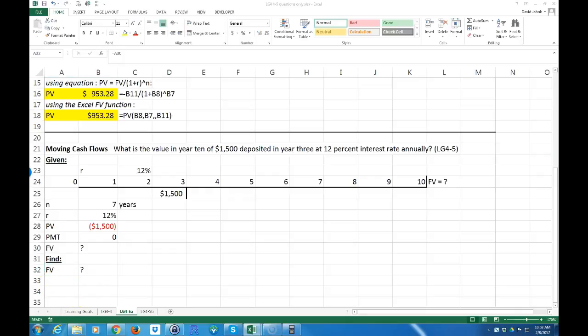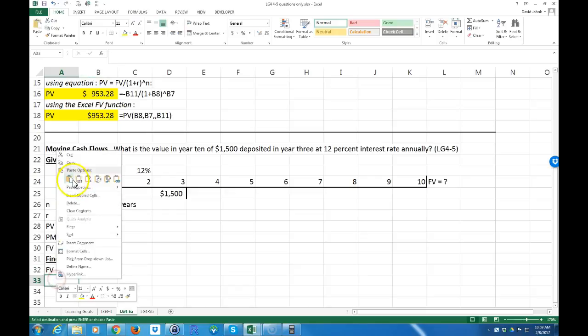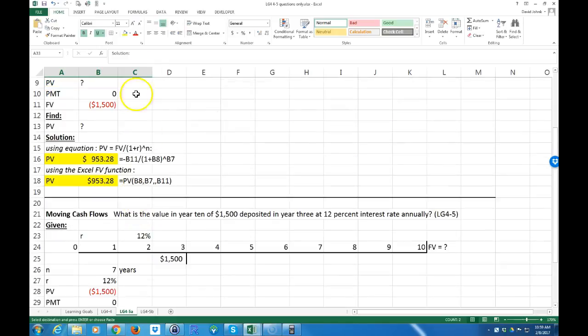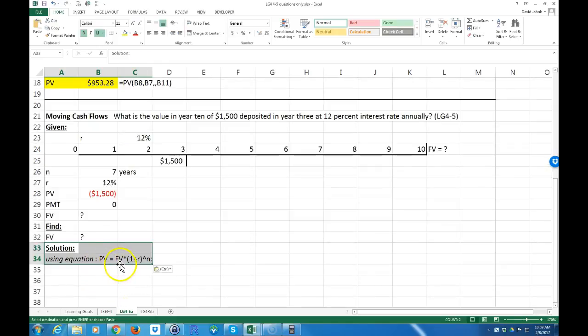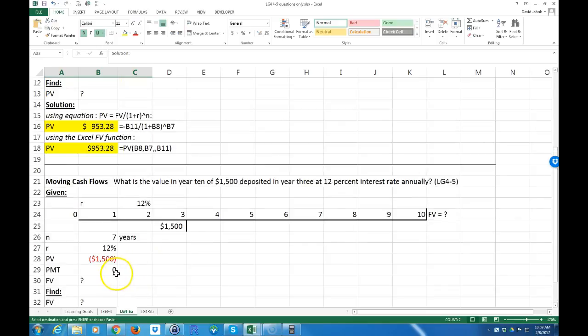Okay, so let's use an equation first. Now this equation is going to be a little bit different than the one above. Now we're not finding present value, now we're finding future value. So it's not going to be the same equation. Now it's going to be multiplied. So the present value is equal to the future value times that. Oops.